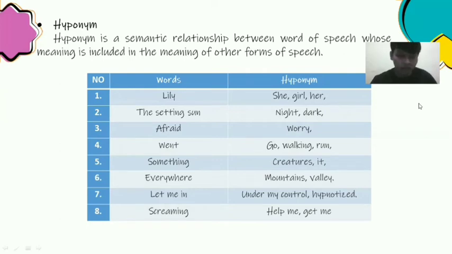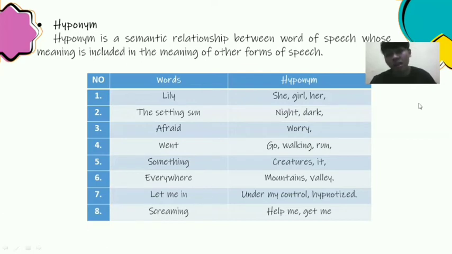And then number 5, something, the hyponym is creatures or it, because it refers to the something itself. And then number 6 is everywhere, the hyponym is mountains and valley. And then number 7 is let me in, the hyponym is under my control or hypnotized. And then the last, number 8, screaming, the hyponym is help me or get me.